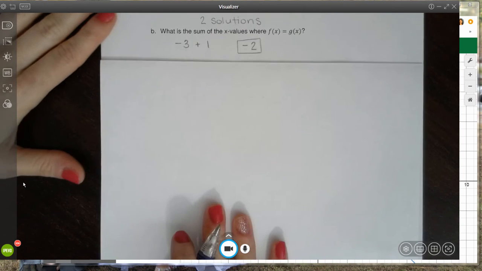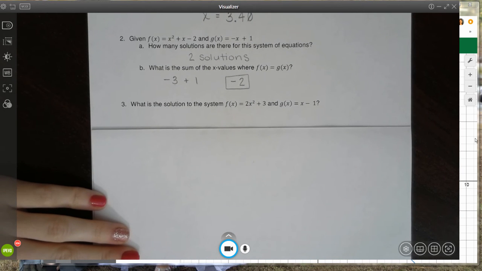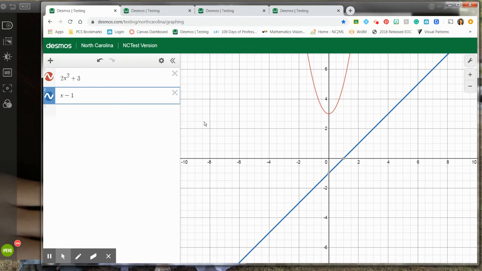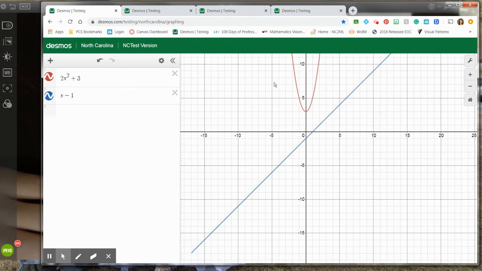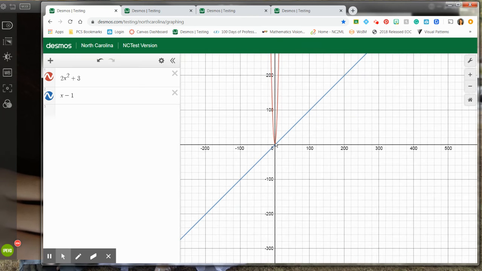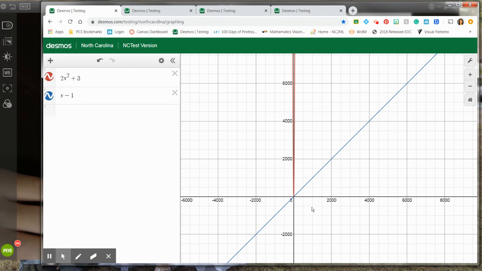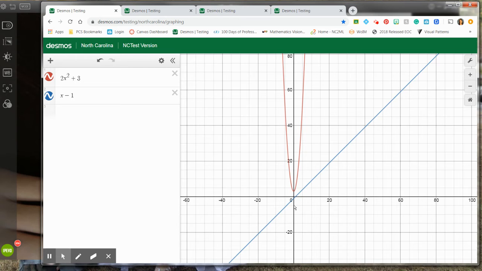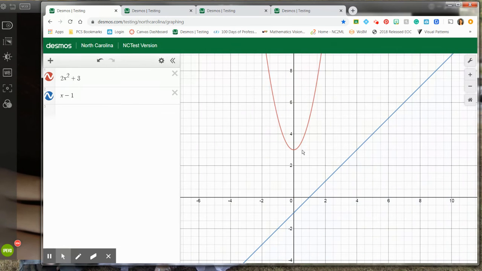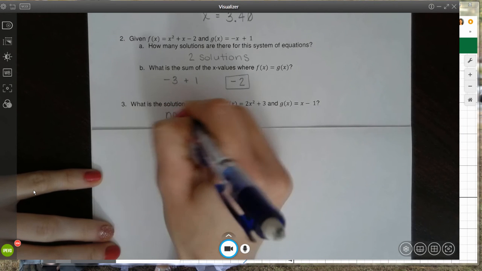So then, moving on to another quadratic and a linear, we're going to look at the difference between question number 2 and question number 3. If you look at this parabola and this linear function, no matter how far I zoom out, and I could keep going forever, I'm already in the thousands. These are never going to intersect. So if I zoom back in, you can see that the vertex of the parabola never comes down close enough to intersect with that linear function. So this is no solutions.